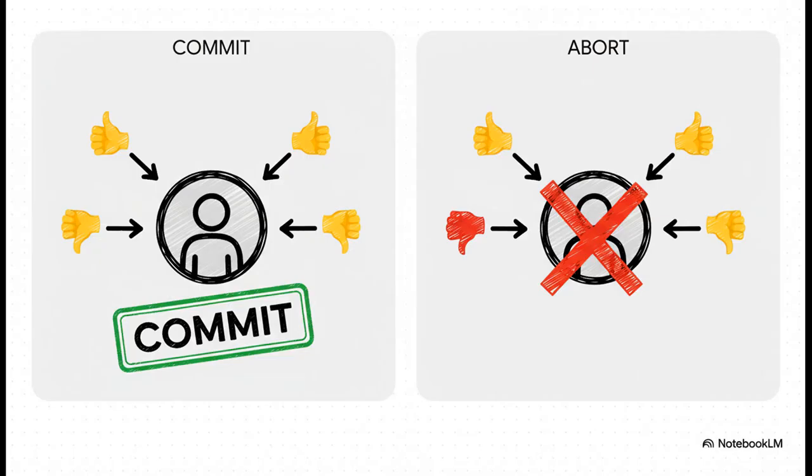Then the coordinator collects all the votes, and the rule is simple: absolute, total, 100% unanimity. If every single participant votes yes, then the coordinator decides to commit. The transaction is a go. But if even one participant votes no, or just doesn't answer in time, the whole thing is off. The coordinator decides to abort.